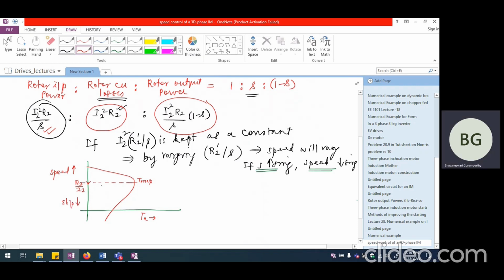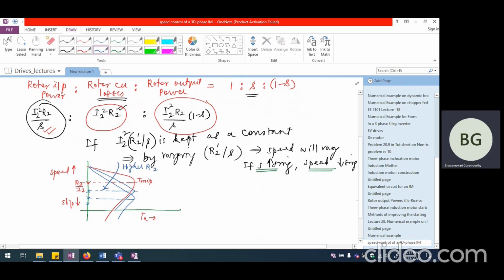So if I am increasing R2 further and further, the slip at maximum torque is going to occur at larger and larger values of slip. If I increase the rotor resistance, I will have characteristics somewhat like this. I'm going to have multiple characteristics like this. This is going to be one of the slip values, this is going to be the other slip value. These are with higher values of rotor resistance, so this is with higher R2.